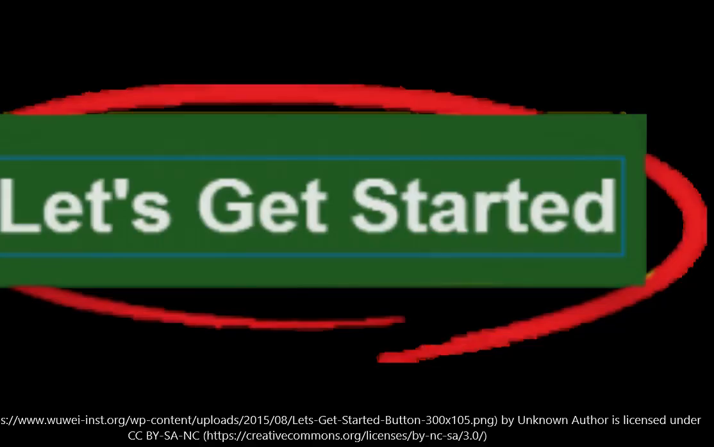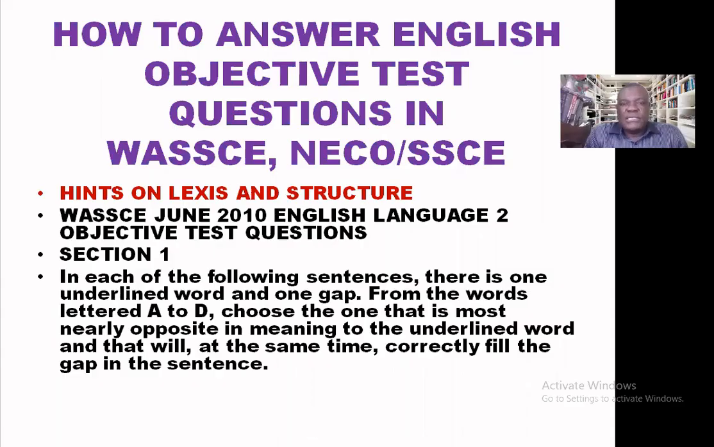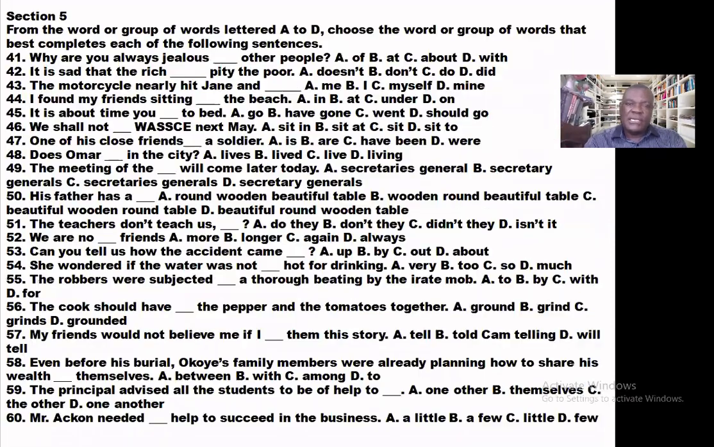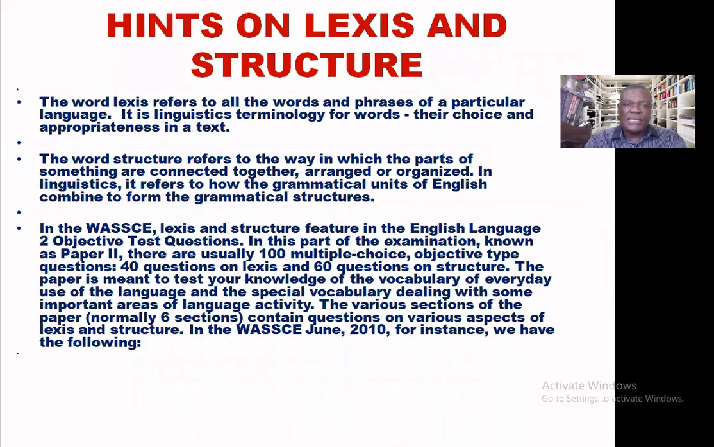So here we are: how to answer English objective test questions in WASSCE, NECO, SSCE. As I earlier mentioned, our focus will be on hints on lexis and structure. And there are 6 different sections that make up this part of the exam, which is English language paper 2. These are the various questions, but before we start looking at how these questions are answered, I want us to familiarize ourselves with the grammatical principles.